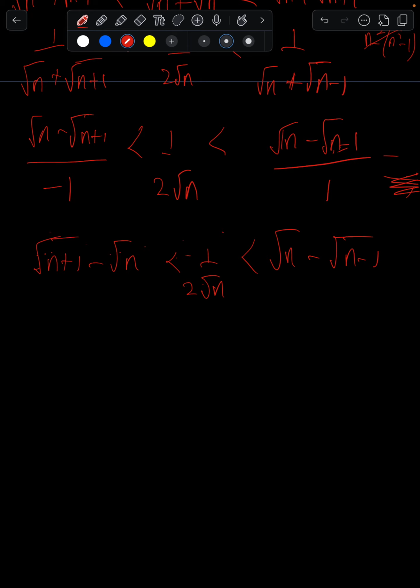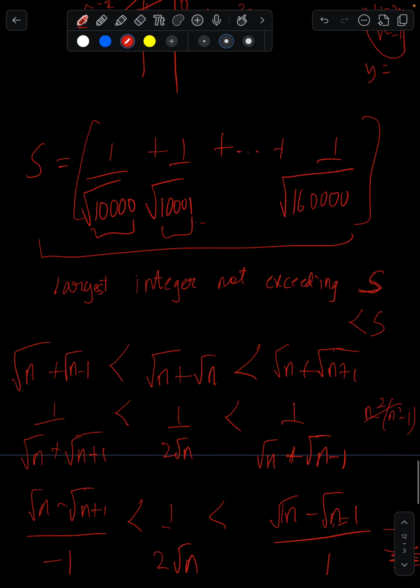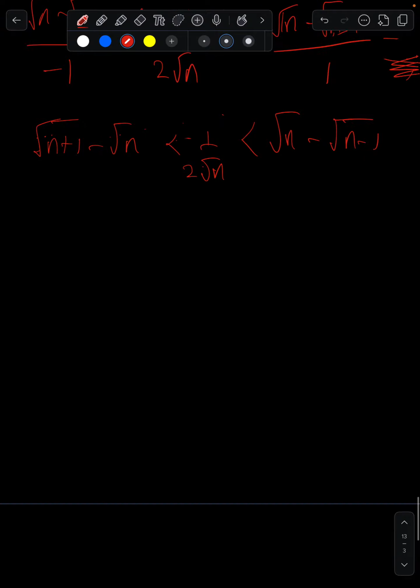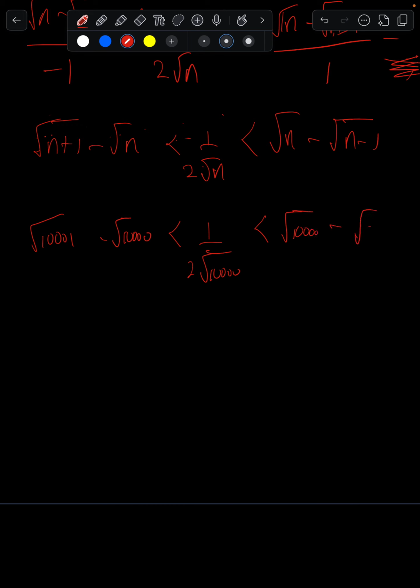Now, it goes from 10,000, right? So you're gonna have square root of 10,001 minus square root of 10,000 is less than 1 by 2 square root of 10,000, which is less than square root of 10,000 minus square root of 9999. Next will be square root of 10,002 minus square root of 10,001, less than 1 by 2 square root of 10,001, which is less than square root of 10,001 minus square root of 10,000.